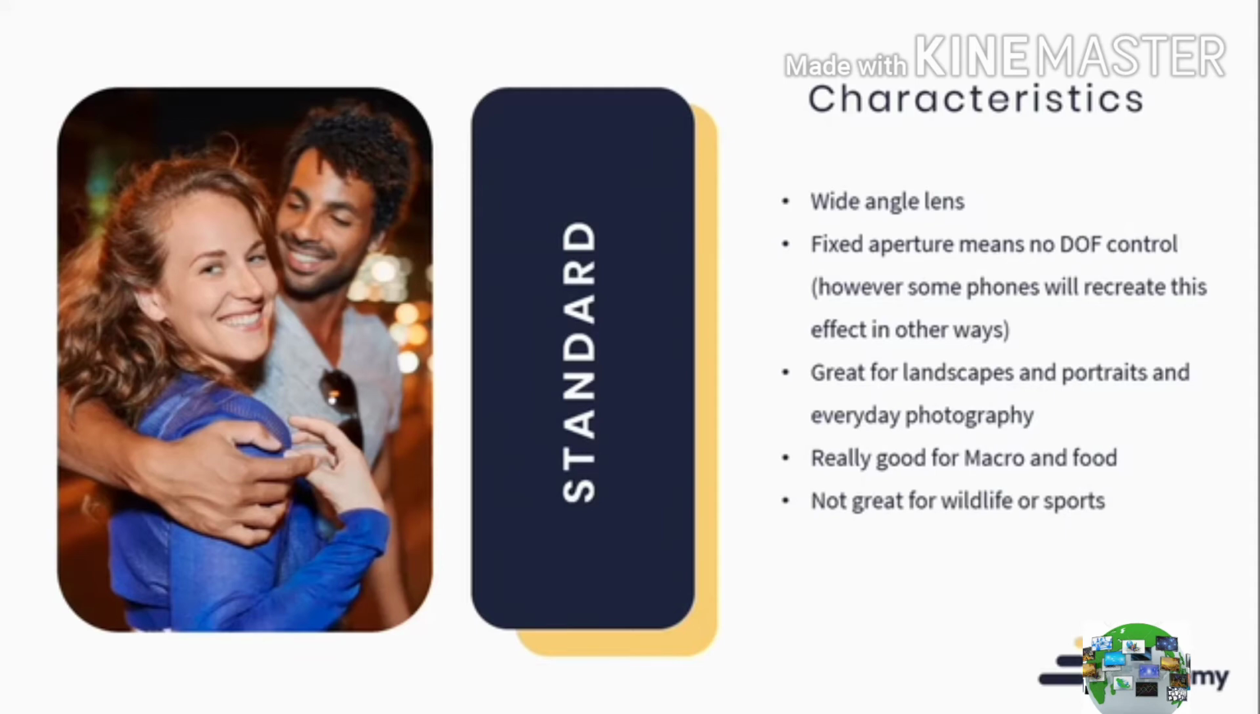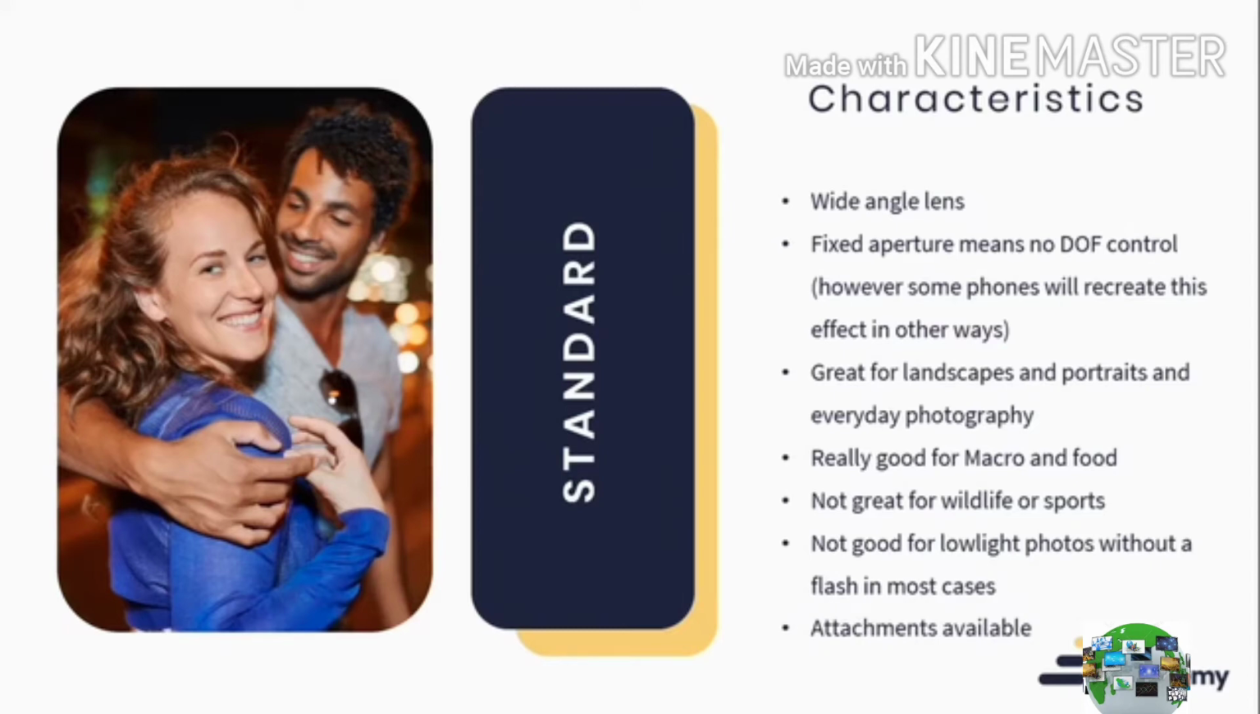It's not great for wildlife or sports. It is limited here because typically for those types of photographs we need to be a lot closer to the action, and we can struggle when we're using a standard lens. And it's not good for low light photographs in most cases without a flash or a tripod, as we're going to see in our low light photography lesson. So like this image here, we can get good results, but we will need a flash in most cases. Again, this is because of the limit of our aperture. But attachments are available, of course, as we'll have a look at later on in this lesson, so that we can add zoom, or we can make our lens even wider if needs be.